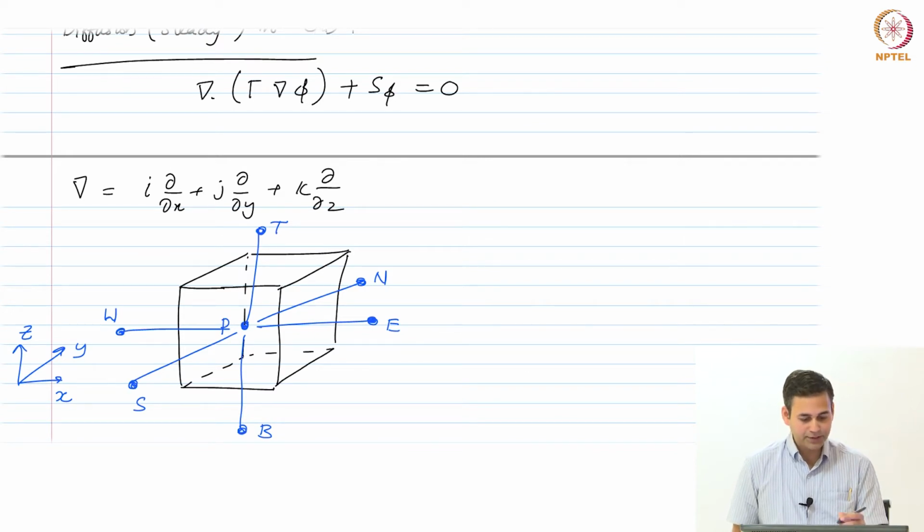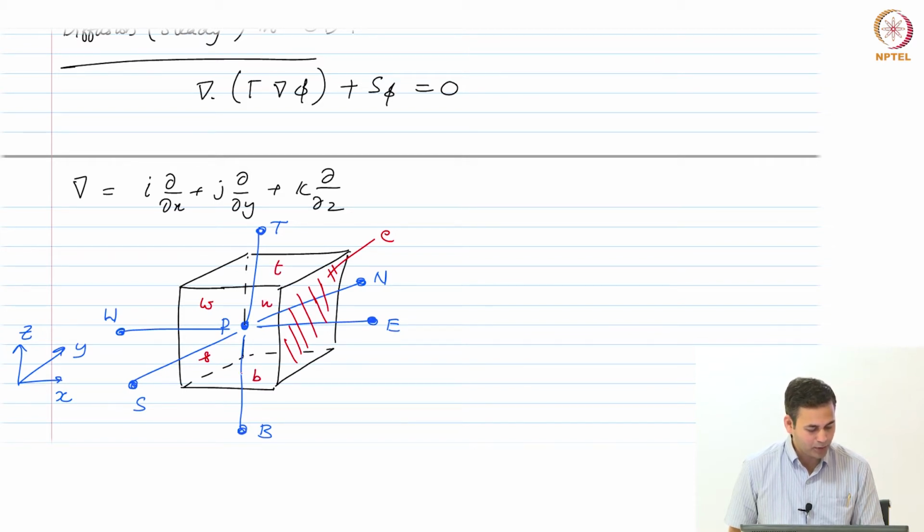Then we have of course the faces. What are the faces? This is which face? East face, okay. So this is your east face. Similarly you have the west face, the north face, south face, and top and bottom faces, right. We have all these faces.